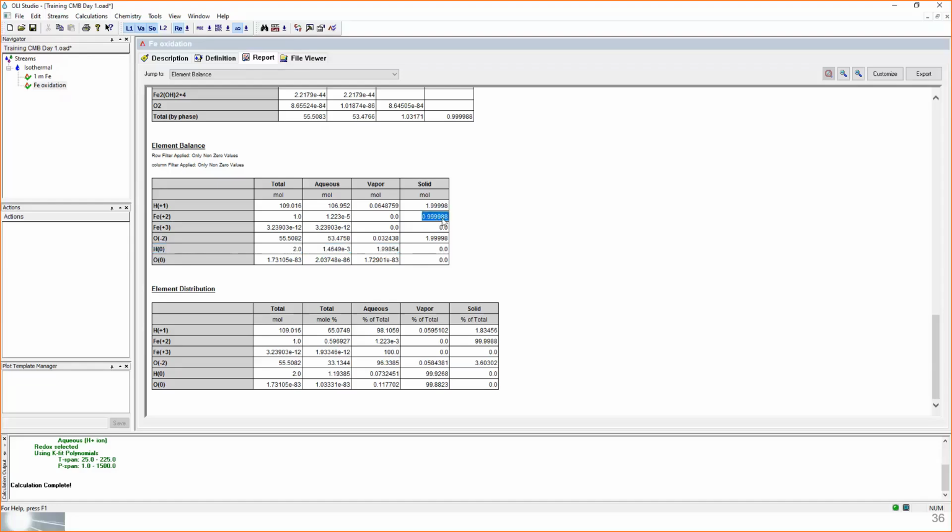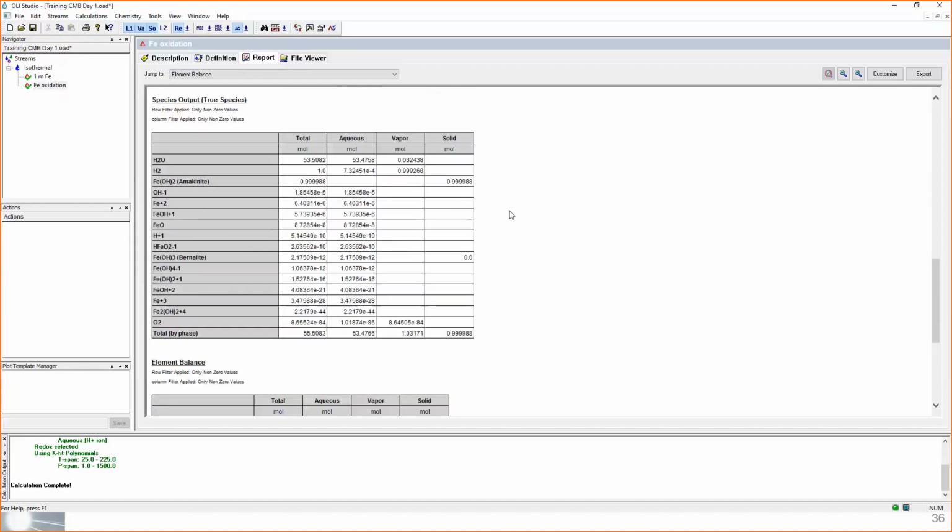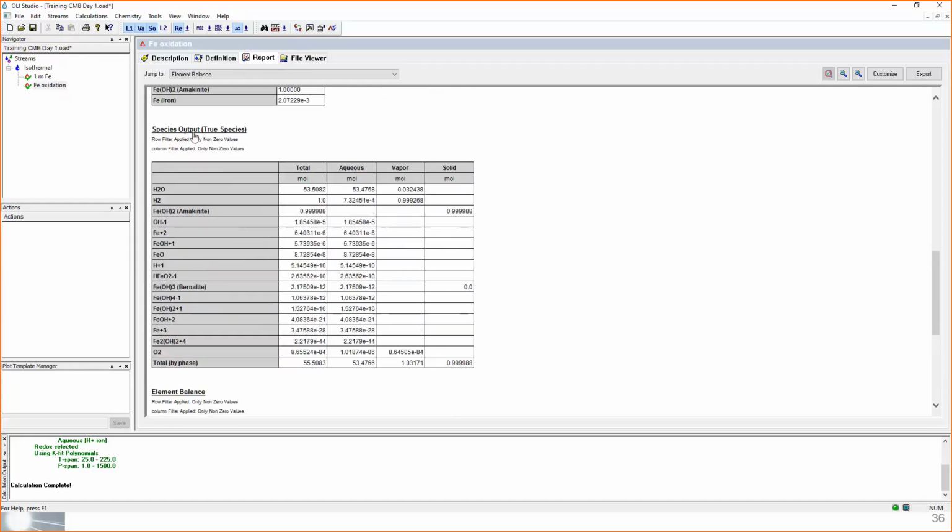Okay, so what we are going to do is scroll up and go to the species output table. In here, you'll see all of the species that have been formed in this system, the dissociation, and how much of each one you have in the system. In this case, it's saying that iron hydroxide has been formed, total amount of 0.999, almost 1, and all of it is in the solid phase, okay?